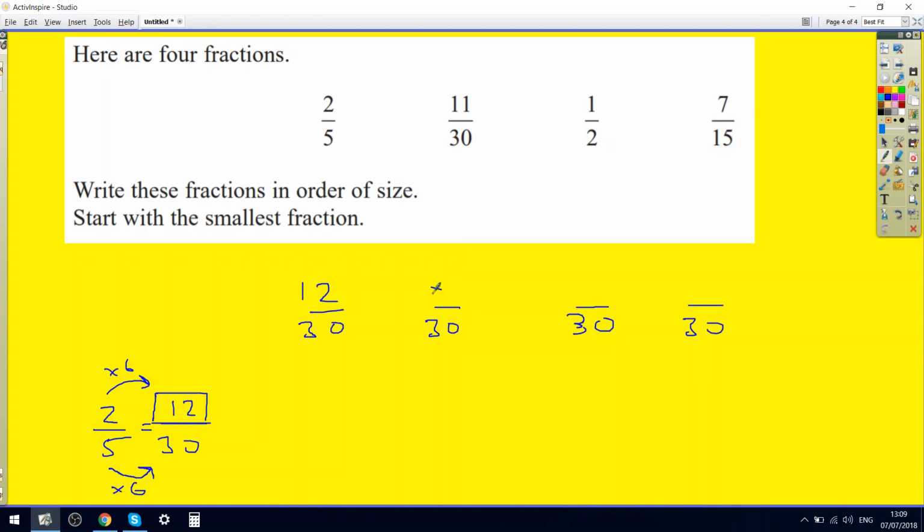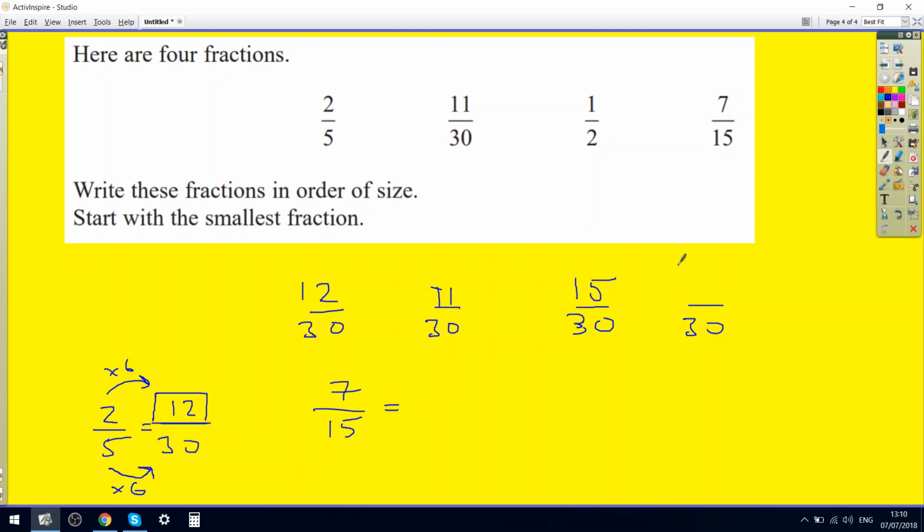Next one. Half of 30, that would be 15. Yeah, and how about the last one? 7, 15, 15, 30. Yeah, I'm not too sure how to work that one out. From 15 to 30, what do you have to do? Oh, halve it. That would be going the other way. Times it by 2. Yeah. Oh, so it'd be 14. Yeah, 7 over 15 is the same as 14 over 30.